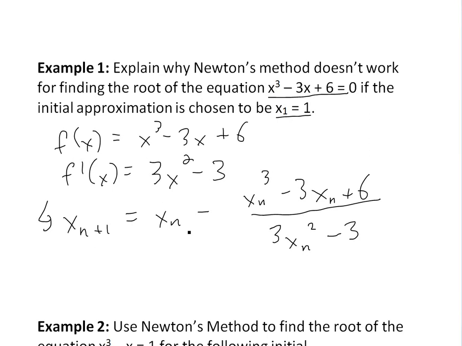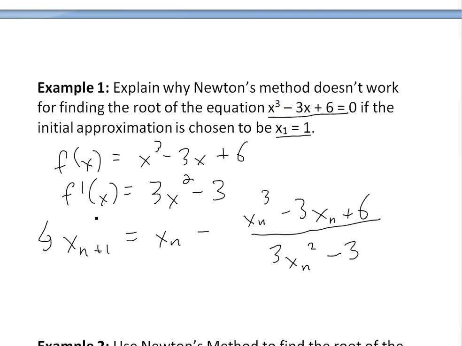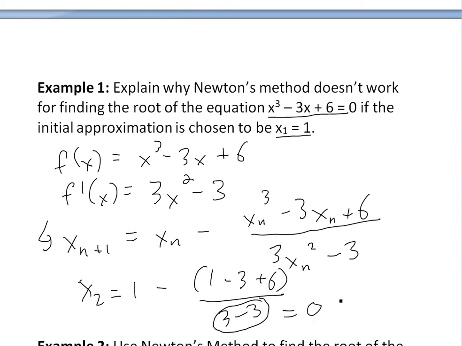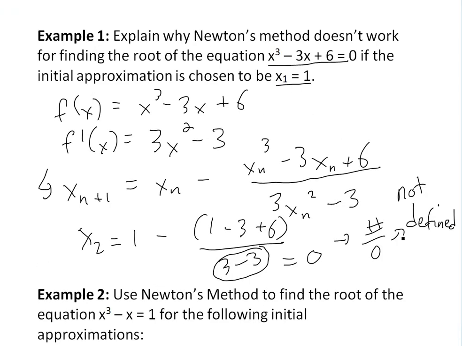So if we use this approximation x1 equals 1, x2 would equal 1 minus, well, the top is going to be 1 minus 3 plus 6, and the bottom is going to be 3 minus 3, which is 0. So we have a number divided by 0, which is not defined. Because you can't divide by 0, Newton's method fails to work here. So you have to be careful when picking your approximation; you would have to pick something else besides 1. That's the answer to this question.